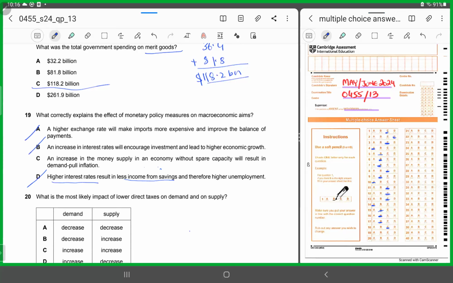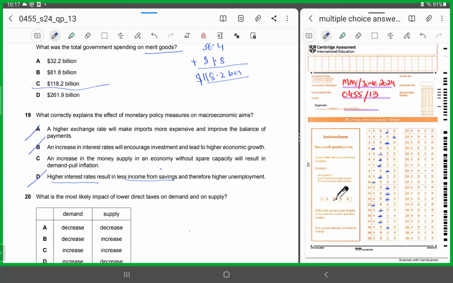Now, after chopping A, B, and D, you are left with C. But then let's look at it in the logical way. An increase in the money supply in an economy without spare capacity will result in demand pull inflation. Yes, that's true. Why? Because when the government increases the money supply in an economy, and if there does not exist any unemployed resources at the moment, so what happens? Demand pull inflation occurs, right? Too much money chasing too few goods.